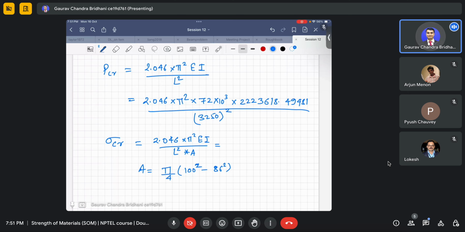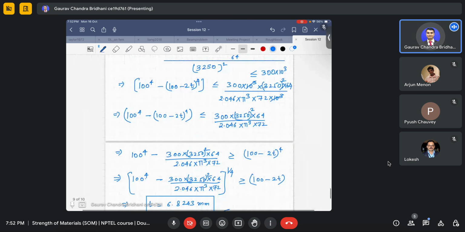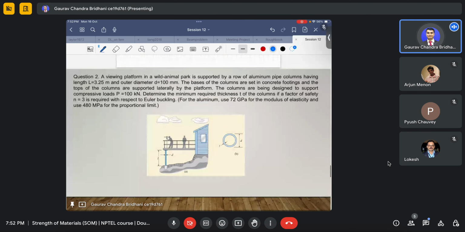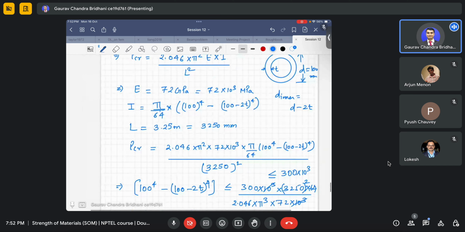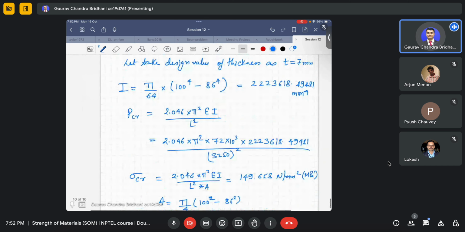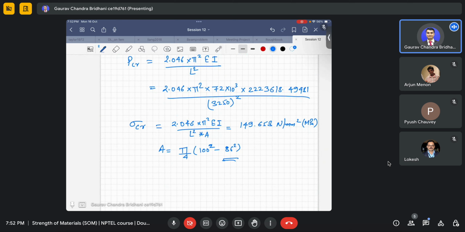Yeah, so this value is coming 149.658 Newton per mm square, or MPa. Correct? So it is way lesser than the sigma critical, way lesser than the proportional limit. What is the proportional limit? You can see the proportional limit is 480 MPa. So it is lesser than 480 MPa. It should remain within the proportional limit. So that's why I checked this value, whether it is remaining or not. So it is remaining. Okay.